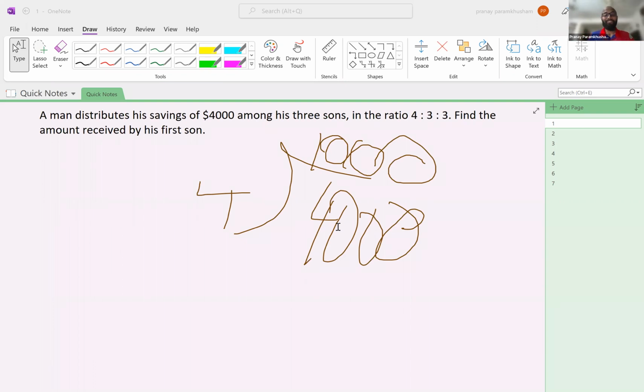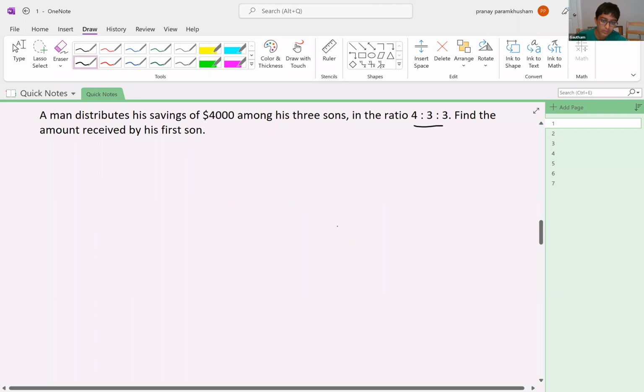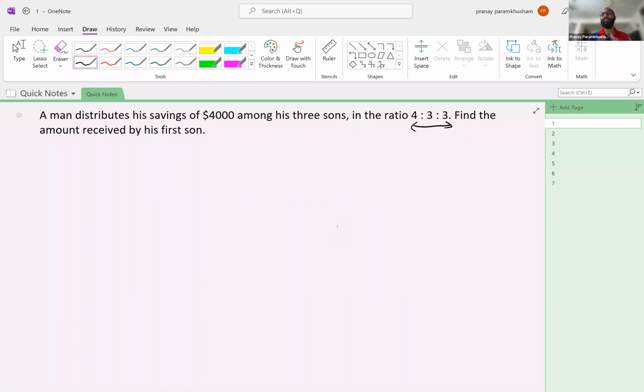No, the same way we have just done. Can you try the same way? These ratios are there, right? What do we have to do first? Add them. Add all of them. How much do you get? Just add the ratios. No, what are you doing? Just add like this, Gautam. Just 4 plus 3 plus 3. That's it.